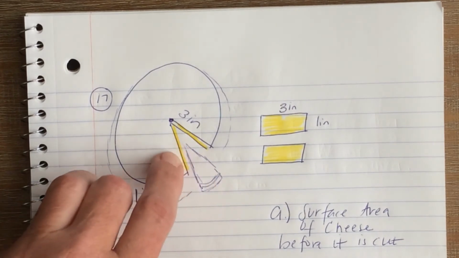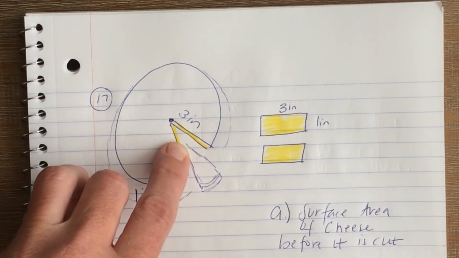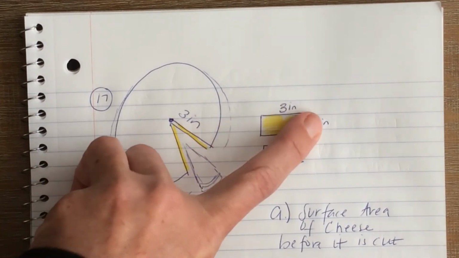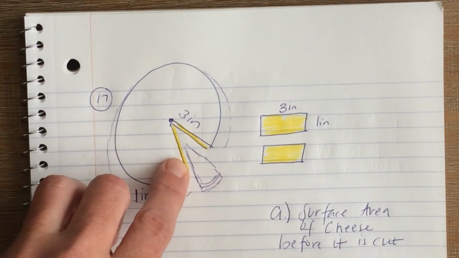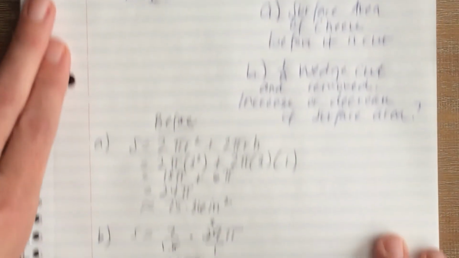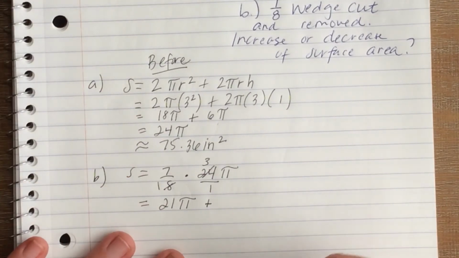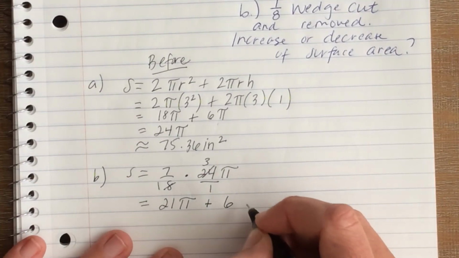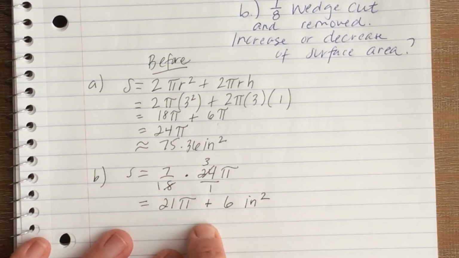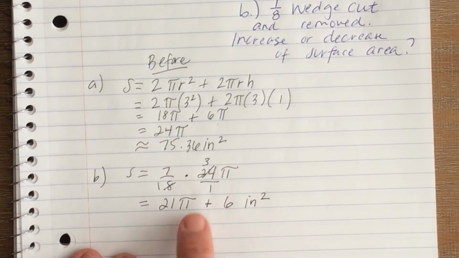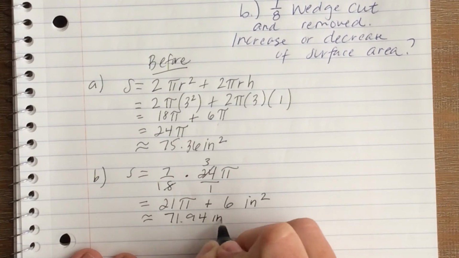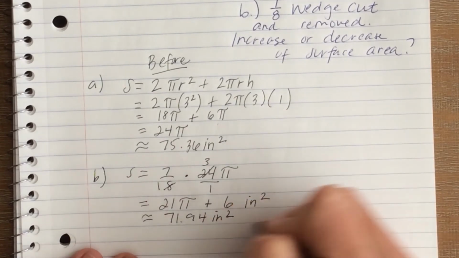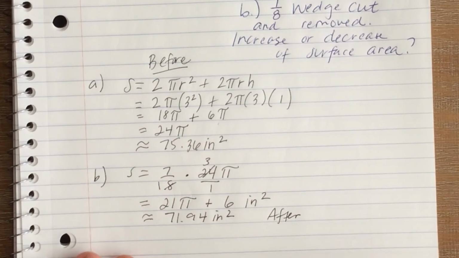Plus, remember now, when you cut this cheese and remove this wedge, you have these two little exposed pieces of cheese now. And those are two little rectangles that are 3 by 1. So the area of this rectangle is 3 inches and the area of this rectangle is 3 inches. That's now exposed surface area. So we have 21 pi plus 6 inches squared. Okay, but we're going to simplify this all out. 21 pi plus 6 is approximately 71.94 inches squared. So this is after the 1/8 cheese is cut out.